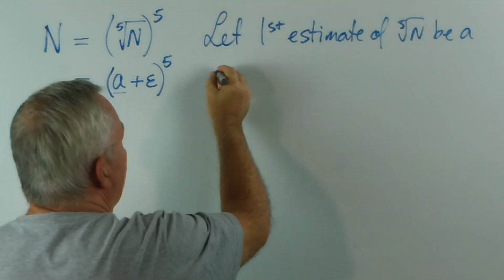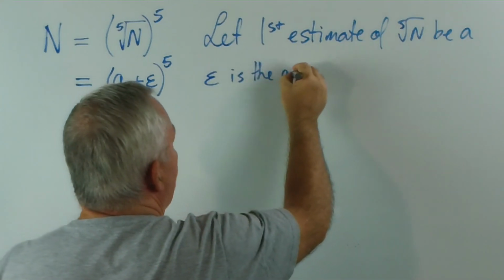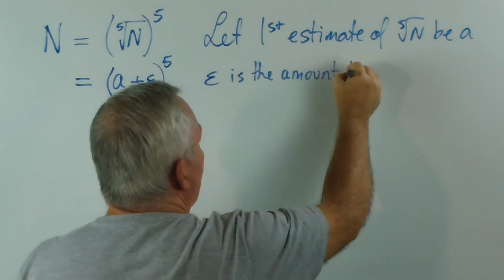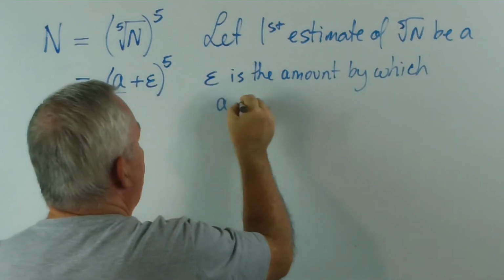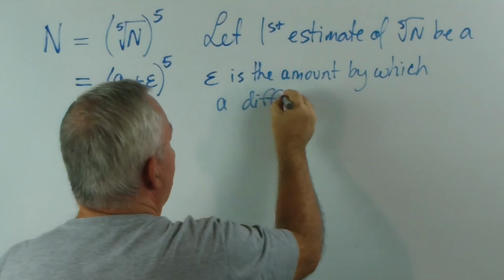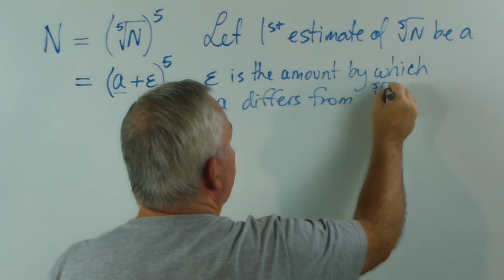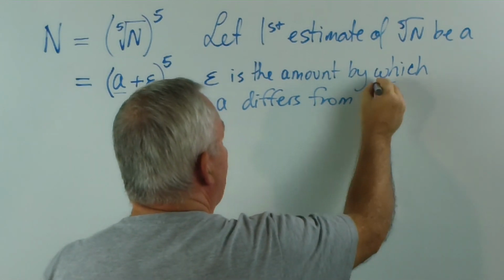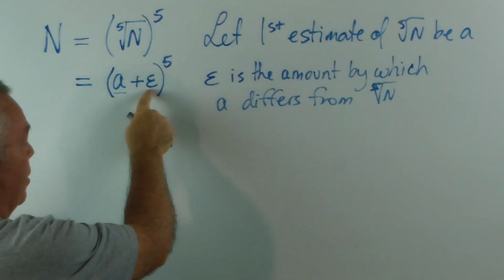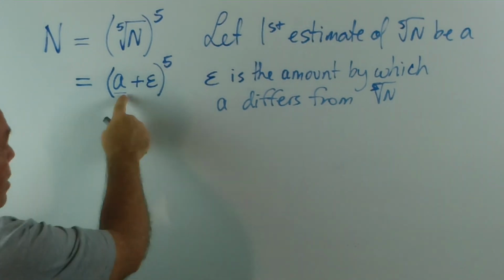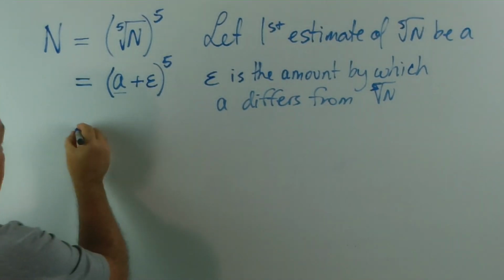So this must be true. Let's put here, epsilon is the amount by which a differs from the fifth root of n. And our problem really is to find the value of epsilon, because if we can do that, adding them together will tell us the fifth root much, much more accurately. So how do we do that?